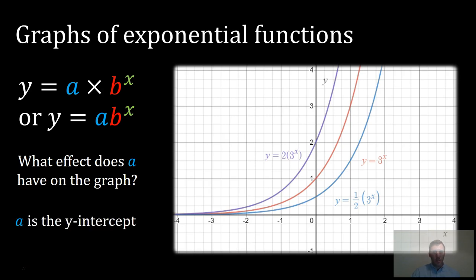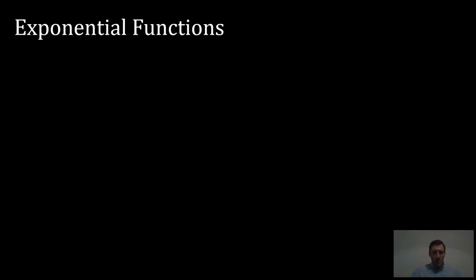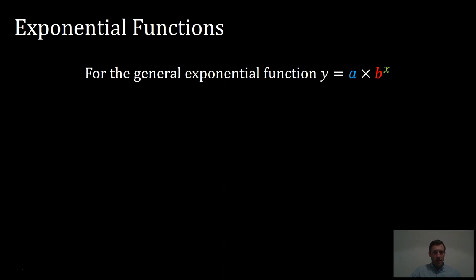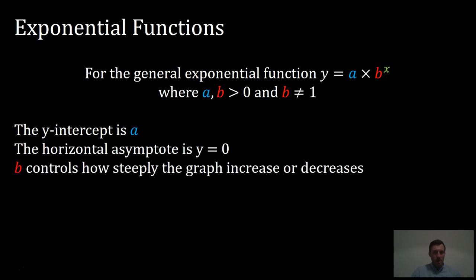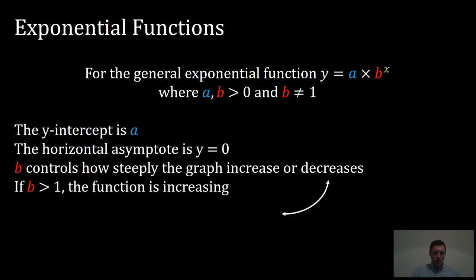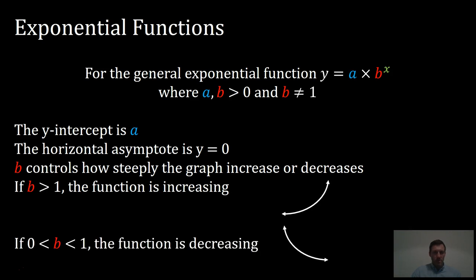The y-intercept for all of these equations is a. The horizontal asymptote is y equals 0. B equals 3 and is the same for all of these equations, therefore they are all the same steepness. For the general exponential function, y equals a times b to the power of x, where a and b are greater than 0 and b is not equal to 1, the y-intercept is a. The horizontal asymptote is y equals 0. B controls how steeply the graph increases or decreases. If b is greater than 1, the function is increasing. If b is between 0 and 1, the function is decreasing.